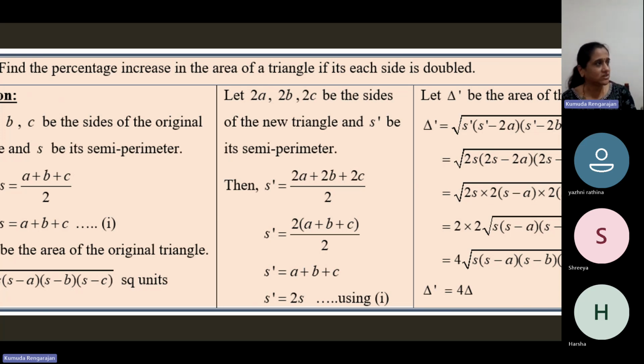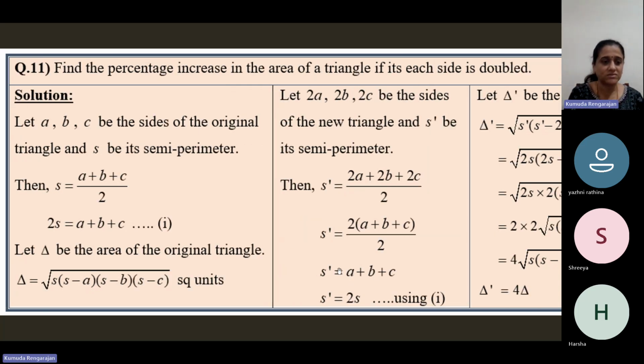So then what is S dash? The sum of these three sides, 2A plus 2B plus 2C, divided by 2. Now 2 is common in the numerator, and 2 and 2 get cancelled. So you have S dash is equal to A plus B plus C.